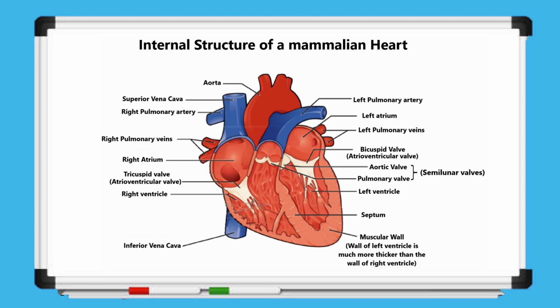Surrounding the chambers, we can observe the heart's muscular wall, and it is especially clear that the wall of the left ventricle is much thicker than the wall of the right. This difference is important because the left ventricle must generate enough force to pump oxygenated blood to the entire body, while the right ventricle only pumps blood to the lungs.